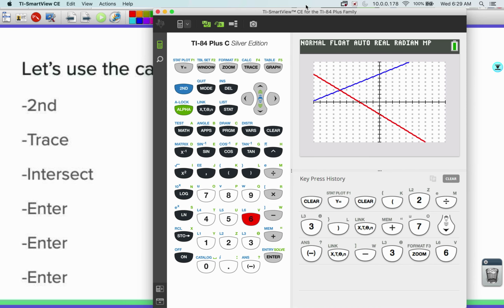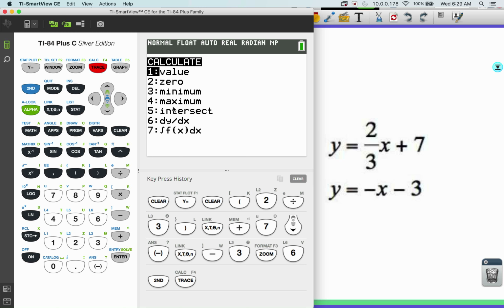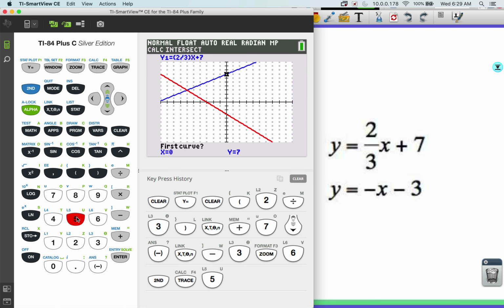second trace, intersect. So the second button, you press trace, which really accesses the calc menu, and then intersect is number 5, so I can just press 5. Now you just read these questions. First curve. It calls all lines curves. So even though it's a straight line, it says which is your first line or curve. We'll just press enter. We'll press enter again for the second one. There's only 2 lines there. If there were multiple lines, it would need to know which 2 it's trying to find.